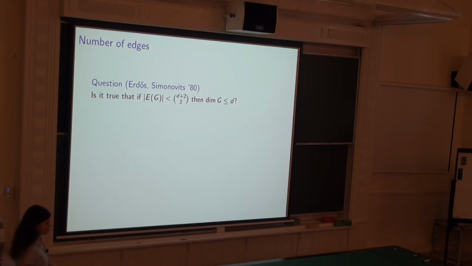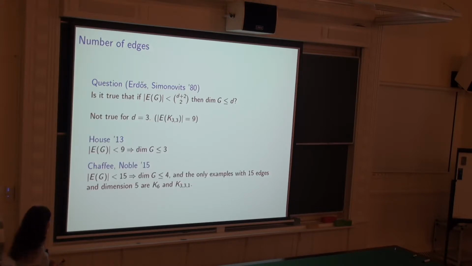So Erdős and Simonovits asked if it is true that if the number of edges of a graph is less than (d+2 choose 2), then it can be embedded in R^d. And this is exactly the number of edges of a d+1 dimensional simplex. And of course, this is not true in the free space because of K_{3,3}. And there were some results for smaller dimensions. So it was proved for dimension 3.